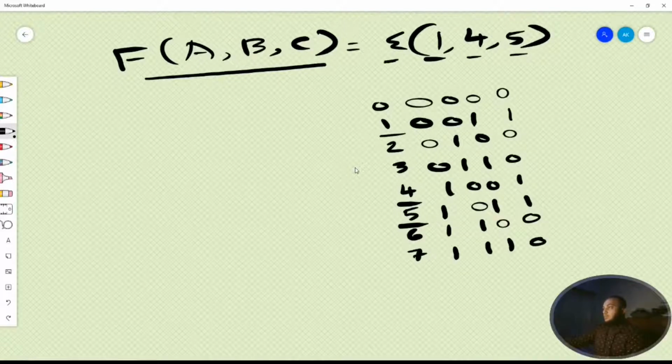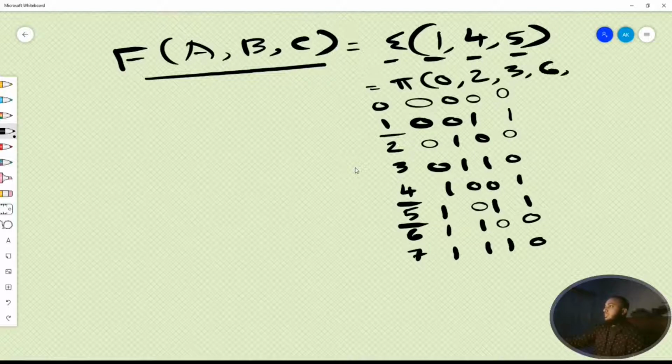As this is in SOP form, that means the outputs are ones in these positions. If these were like this, 0 2 3 6 7, that means POS form, where the outputs will be zeros in these positions 0 2 3 6 7. And again these two functions are the same, because we are saying that the outputs are ones in these positions 1 4 5, and we are saying that the outputs are zeros in these positions 0 2 3 6 7. So they are actually the same.